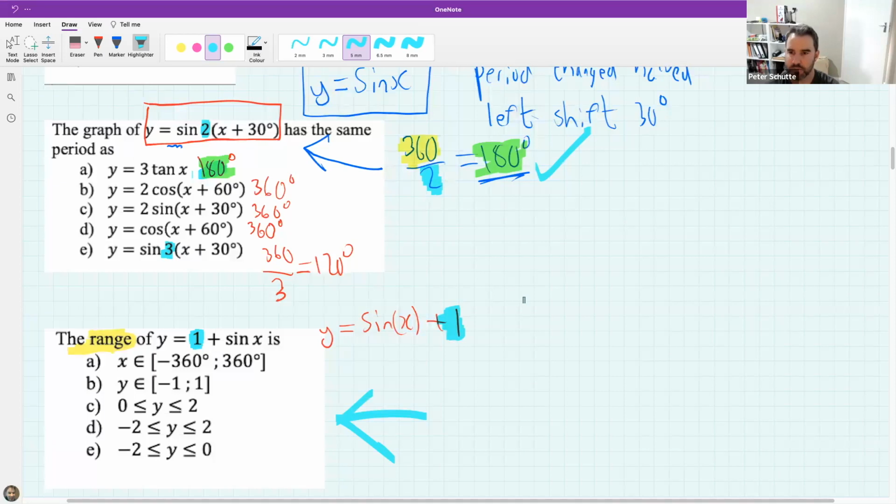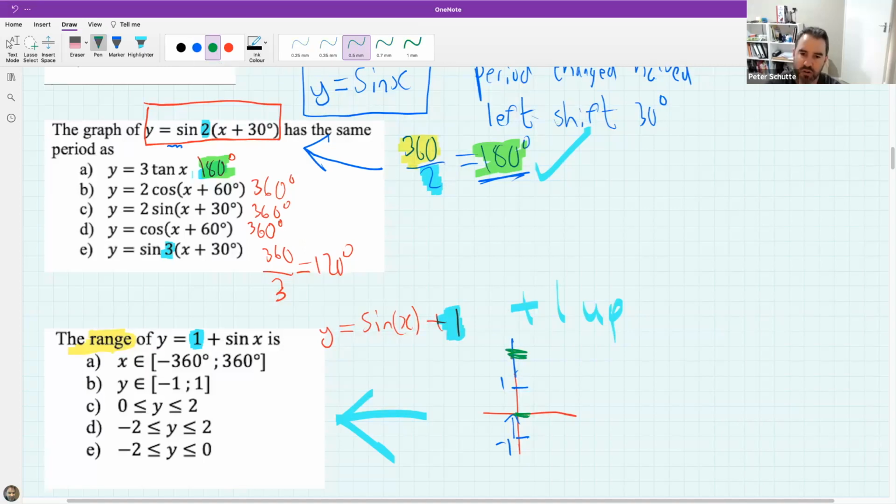I think it shifts the graph up. It goes up by 1 unit. So then, if I think of the normal sine graph, the normal sine graph goes between 1 and minus 1. But everything has been shifted up by 1 unit. Let me use a different color.